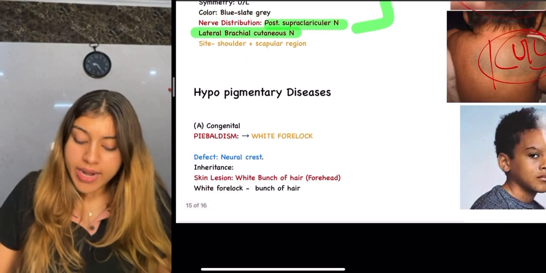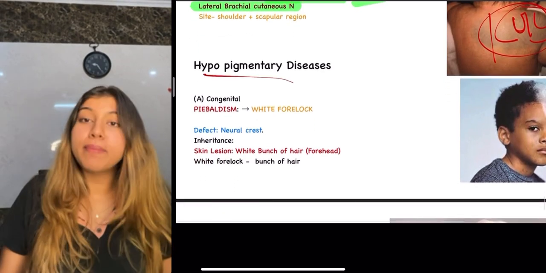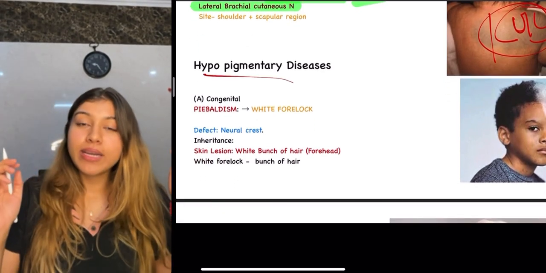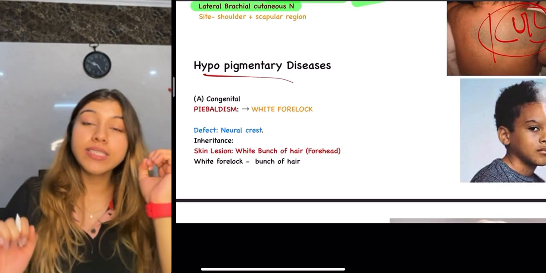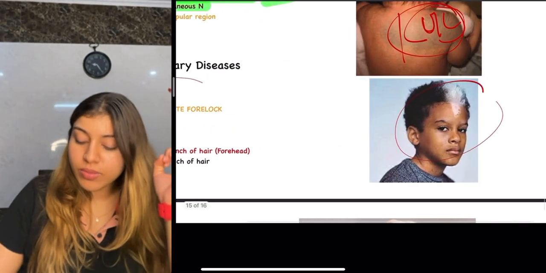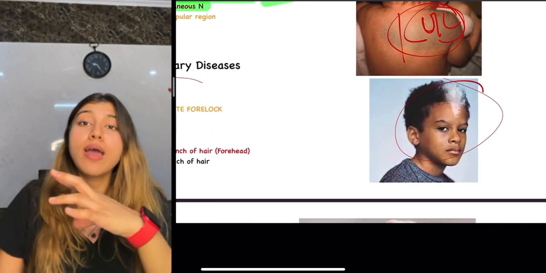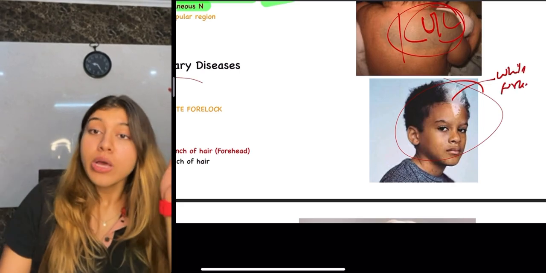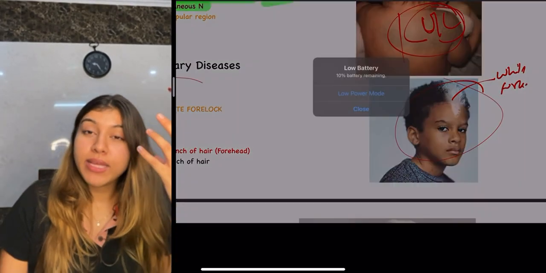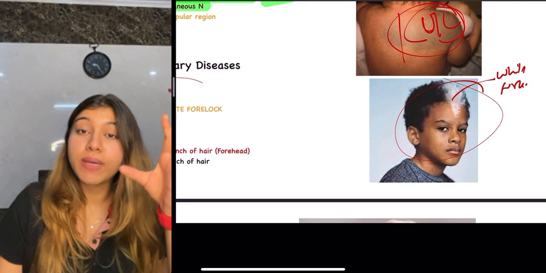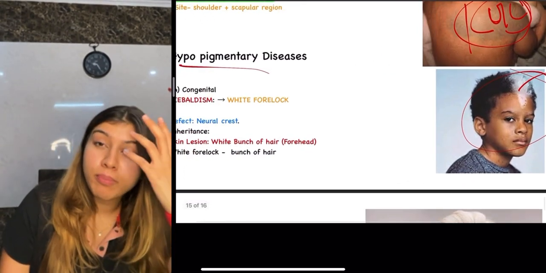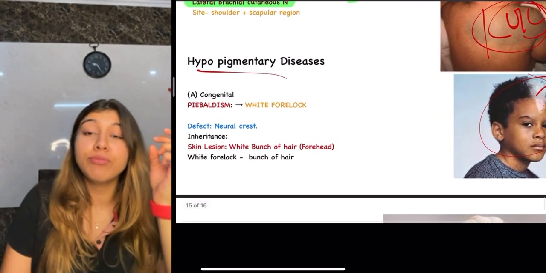Okay. Now guys, we're going to talk about your hypopigmented diseases. Under hypopigmented diseases, you're going to have light color things. You get this image here and there, that is your piebaldism. What does piebaldism mean, guys? This means white forelock. Okay, what does white forelock mean, guys? It means a tuft of hair. Okay, white forelock is basically a tuft of hair, a white color bunch of hair. Okay, that is what white forelock means.